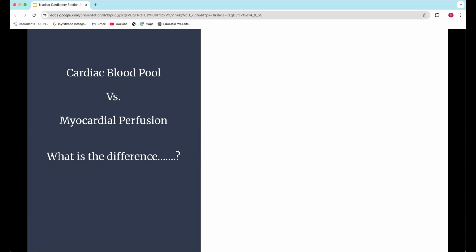Well, on the cardiac blood pool, you're looking at the ejection fraction of the left ventricle, whereas on the myocardial perfusion, you're trying to see if there's a lesion on the left ventricle. Okay. I like that. Anybody else want to add to that? You're definitely along the right path. Those are some of the differences we're looking at for sure.